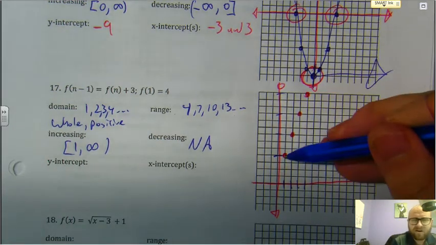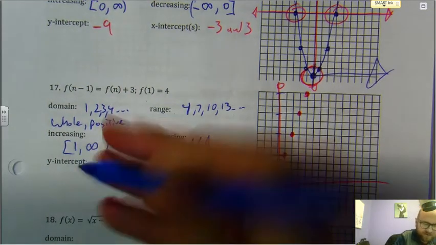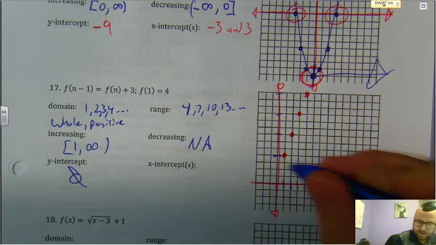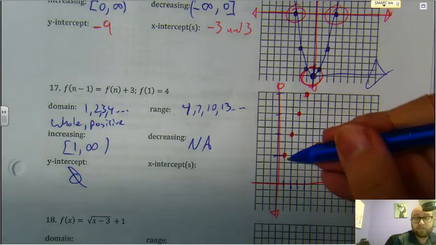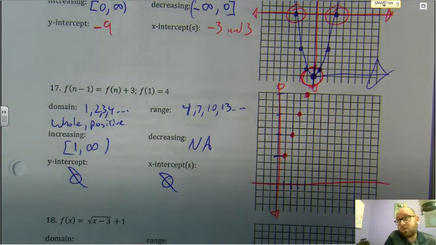Y-intercept? Well, we started at 1, right? We didn't start at 0, right? It told us to start at 1. So there is no y-intercept. And then x-intercept? Well, it started all the way up at 4 and is increasing. So there's never going to be an x-intercept. So for these, you just kind of have to look at them, process that, and go from there.